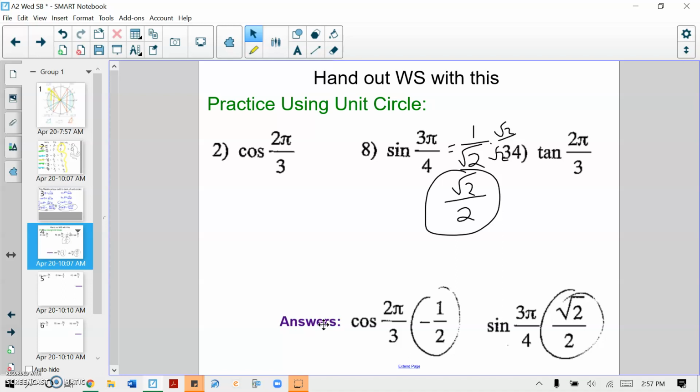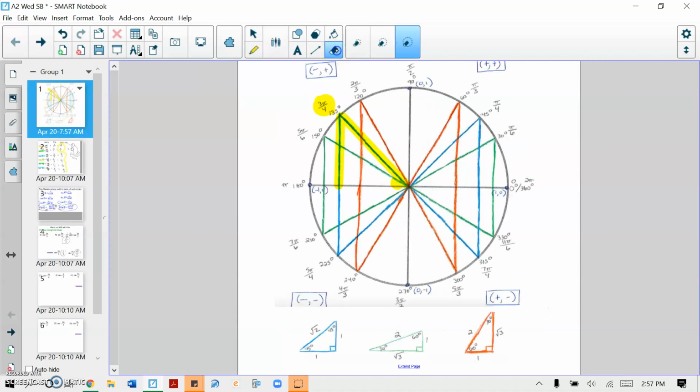Okay, let's do another one. Tangent of 2 pi over 3. So again, I'm going to erase. The only reason I'm highlighting on my unit circle, you guys, is so you can see what I'm doing, because it's kind of a visual concept.